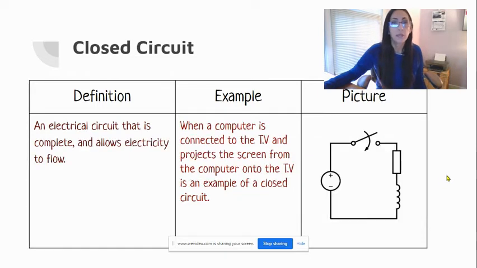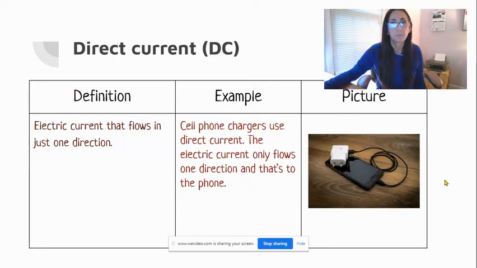Now, a closed circuit is an electric circuit that is complete. It allows electricity to flow. So you do get electricity flowing through each of the branches or wires in a circuit. Direct current, or DC, is electric current that flows in just one direction. Any battery source would provide direct current. As with your PhET simulation, you notice that the current only goes in one direction when you use a battery.